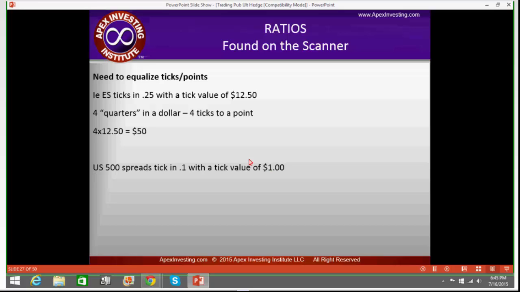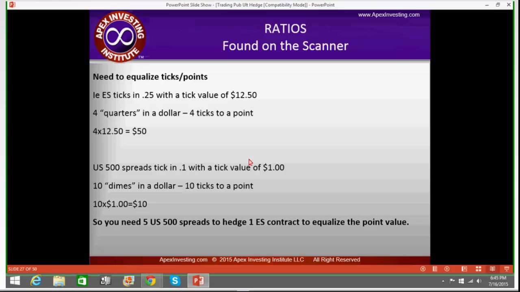Well, a US 500 spread with Nadex ticks in 0.1 with a tick value of $1. 10 times in a dollar, 10 ticks to a point. So you would need 5 Nadex spreads to hedge one ES contract. Where can you find that quickly and easily?